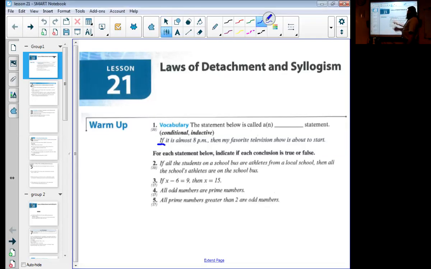So here we have an if and a then. That is called a conditional statement because the then part of the statement is conditional on the if portion of the statement. So this is a conditional statement. For each statement below, indicate if its conclusion is true or false.